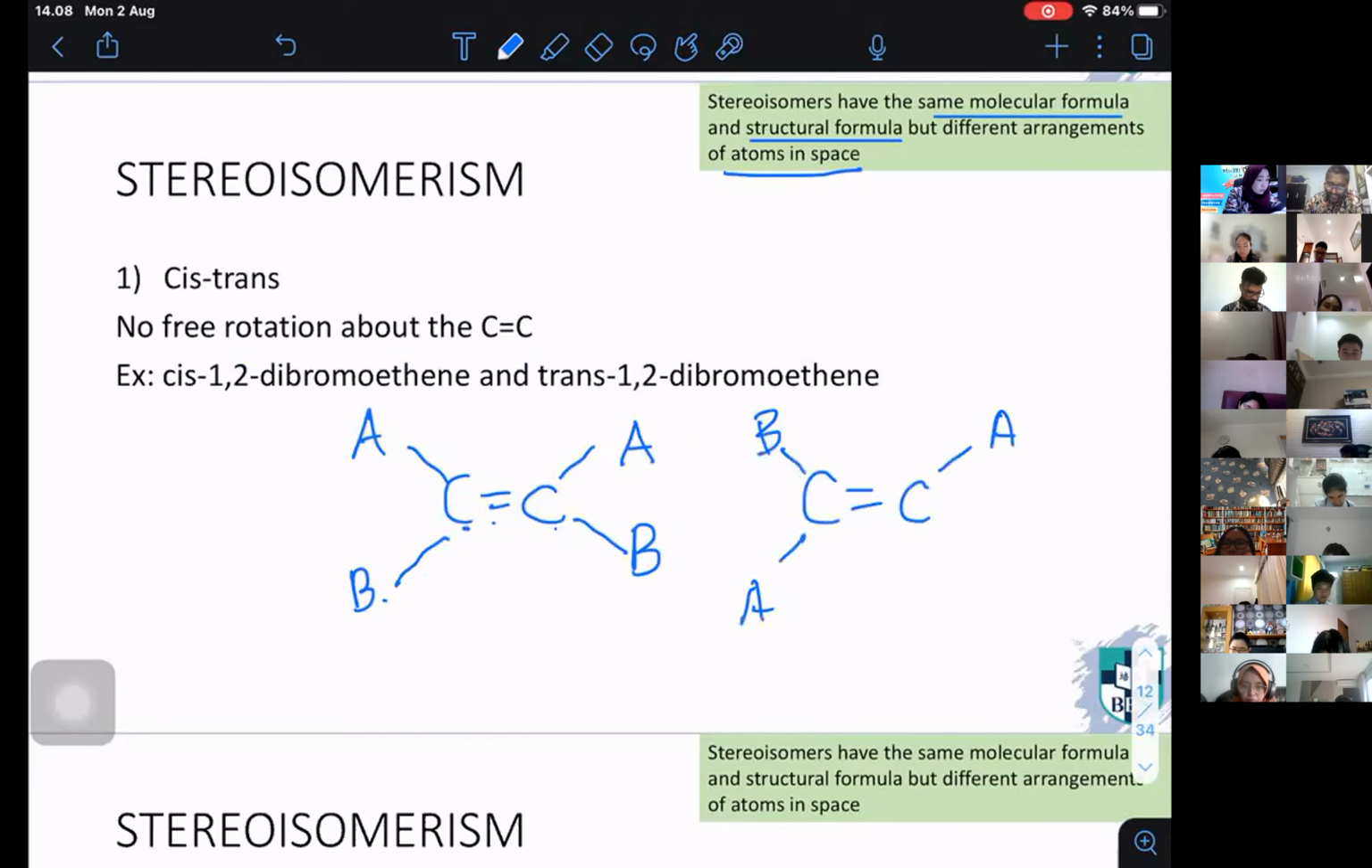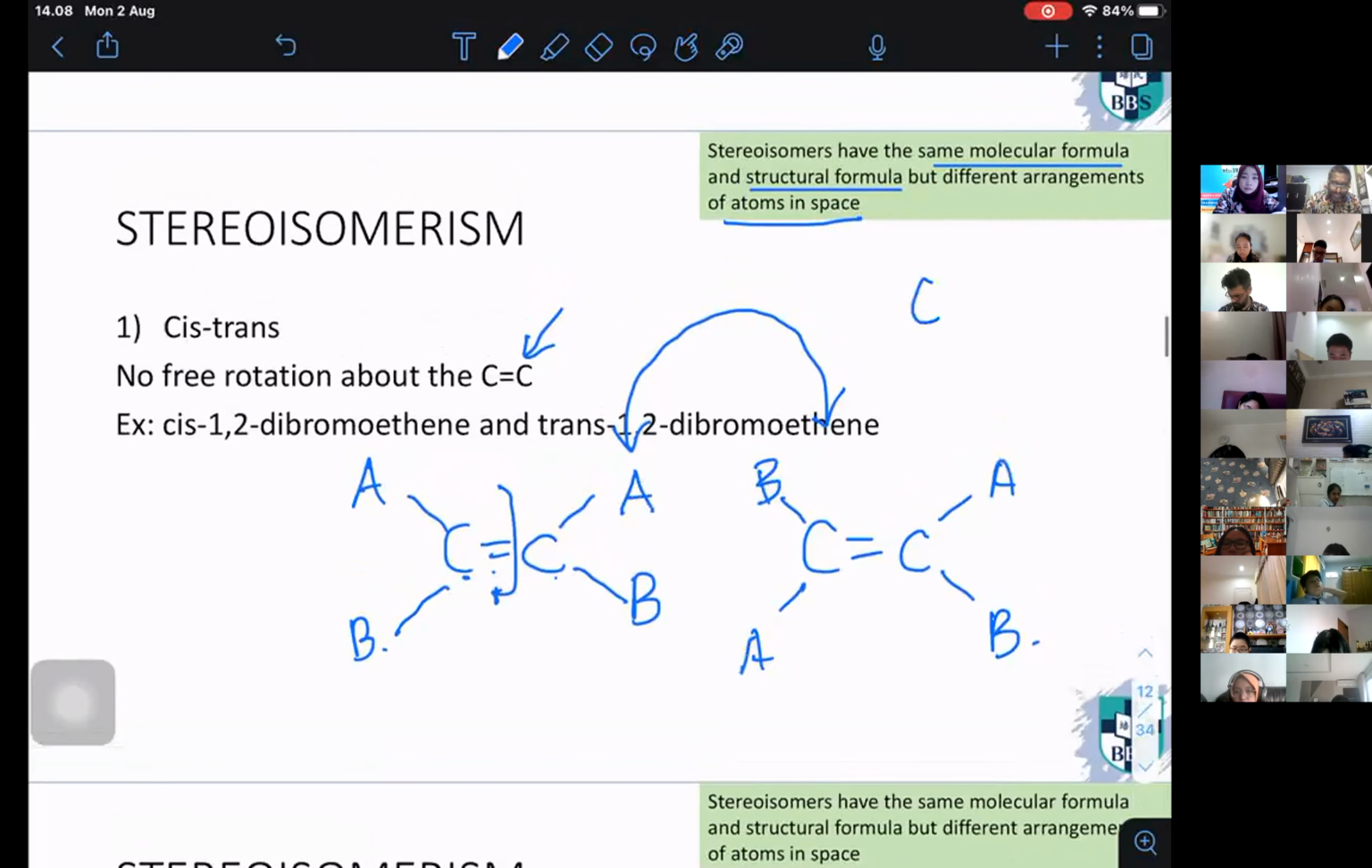And why do you have cis and trans? Because there's no free rotation around carbon double bond carbon. It means that you cannot rotate. This thing cannot rotate, so it is impossible to say that this can be changed into this. It means they are unique.